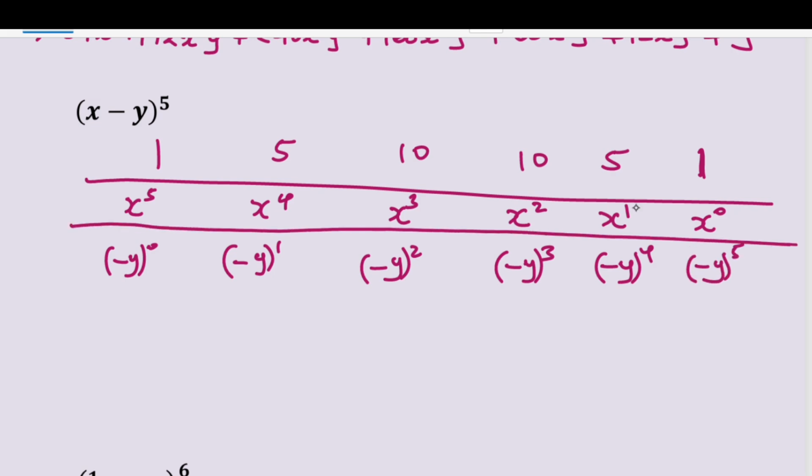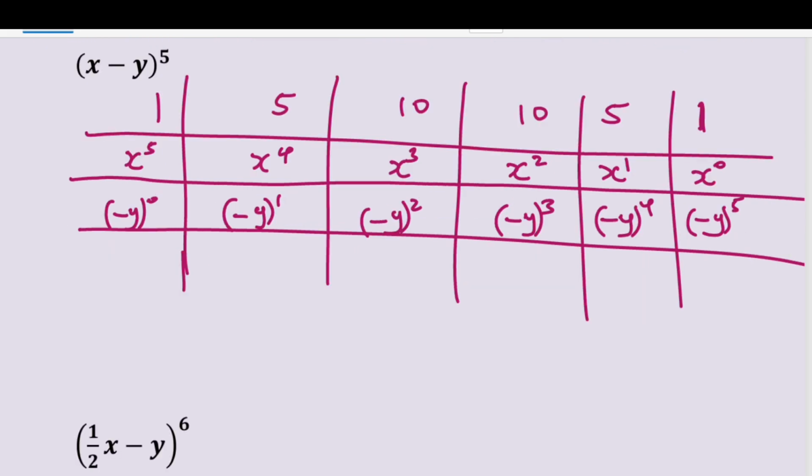Then now multiply this going down. What will you get? 1 times x raised to power 5. Negative y raised to power 0 is 1 times x power 5 times 1, which gives you x raised to power 5. Then we move to the next one.